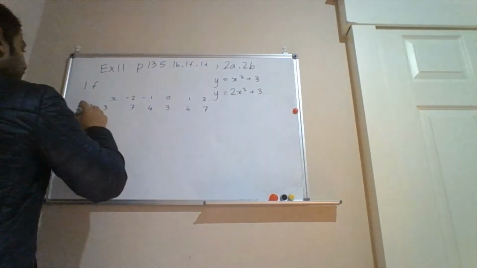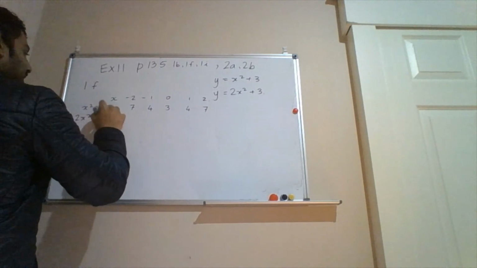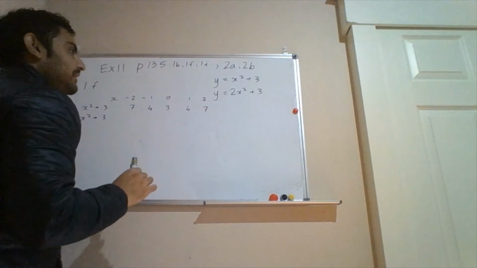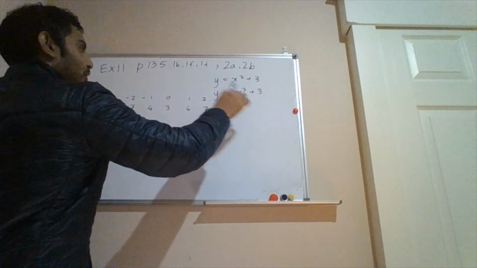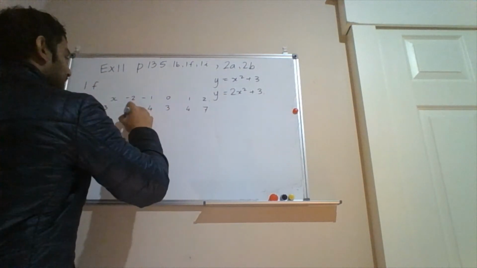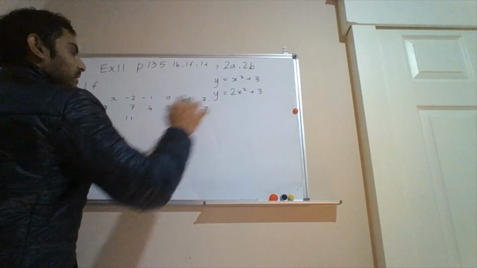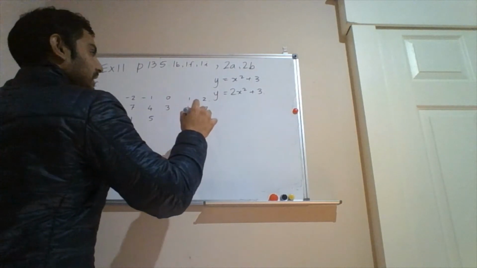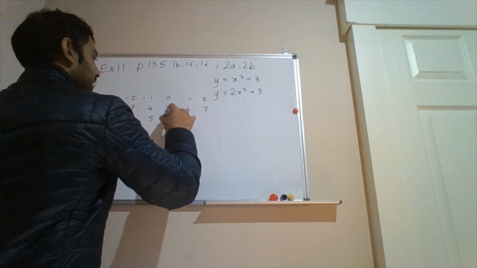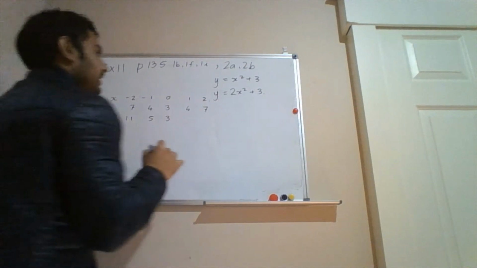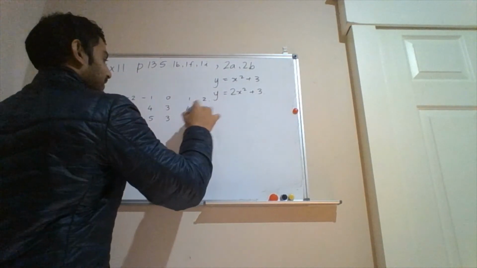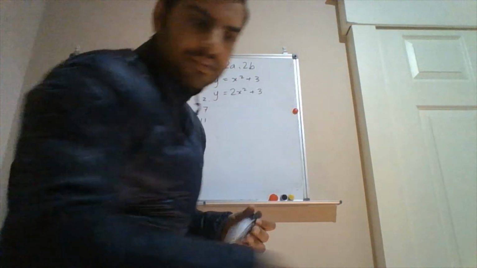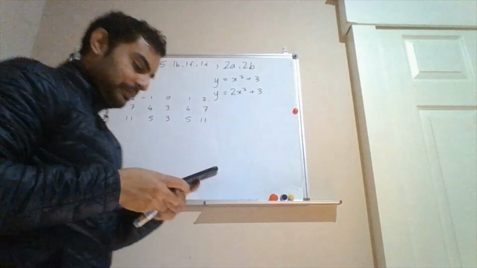Okay, next graph, 2x squared plus 3. So if we plot -2, we get 4 times 2, which is 8, plus 3 is 11. -1, we get 5. For 0, we get 3 again. For 1, we get 5, and 2, 11. Okay, so I'm just going to quickly take a picture of these points, and then we'll get plotting.